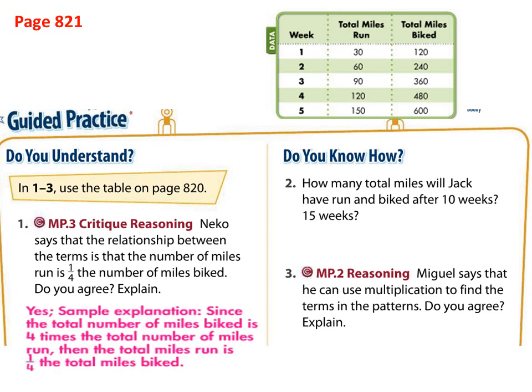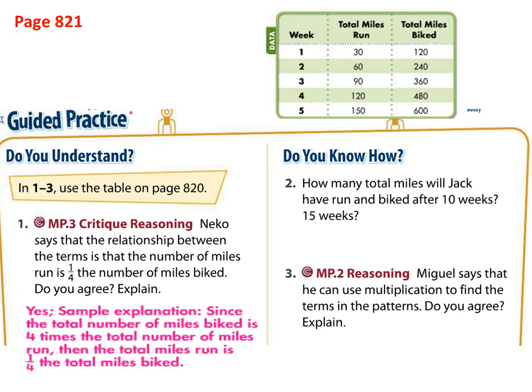As we said before, the total number of miles biked is 4 times the total number of miles run. So yes, then the total miles run is 1/4 the total miles biked. Question 2. How many total miles will Jack have run and biked after 10 weeks?